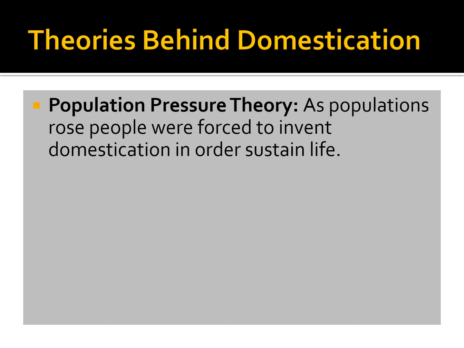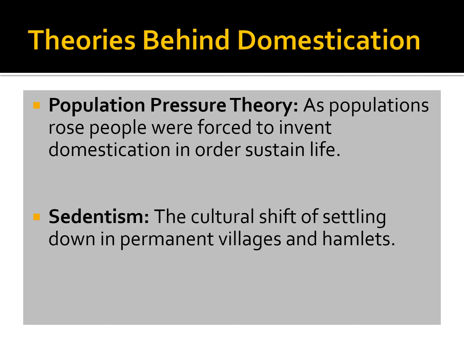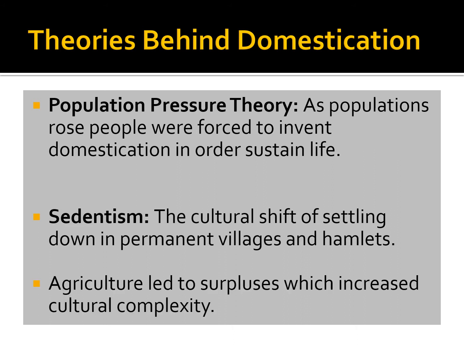We have two competing theories behind why humans invested in this practice of domestication. We have the population pressure theory, which states that as populations rose within these areas, people were forced to invent domestication in order to sustain life, right? Because domesticated foods allow us to grow enough to obtain a food surplus. We also have the sedentism theory, that somewhere there was a cultural shift to settling down in more permanent villages and hamlets, and then the after effect of that was the invention of agriculture. So agriculture, in essence, led to surpluses, which led to the availability of time and effort so that cultural complexity could increase.